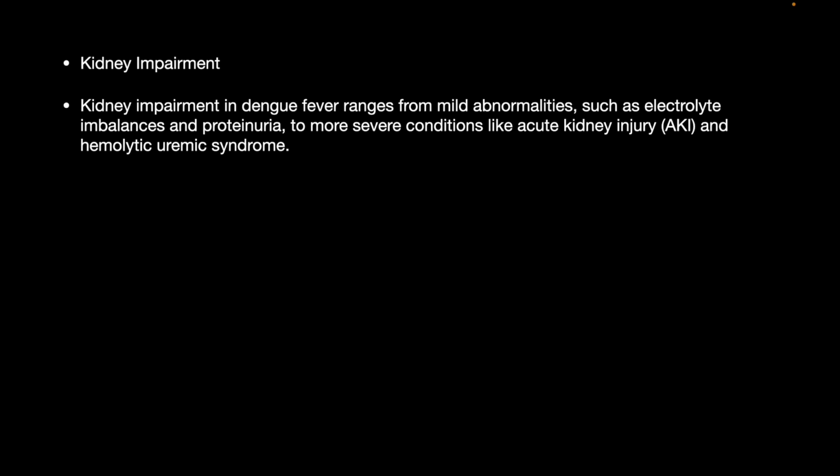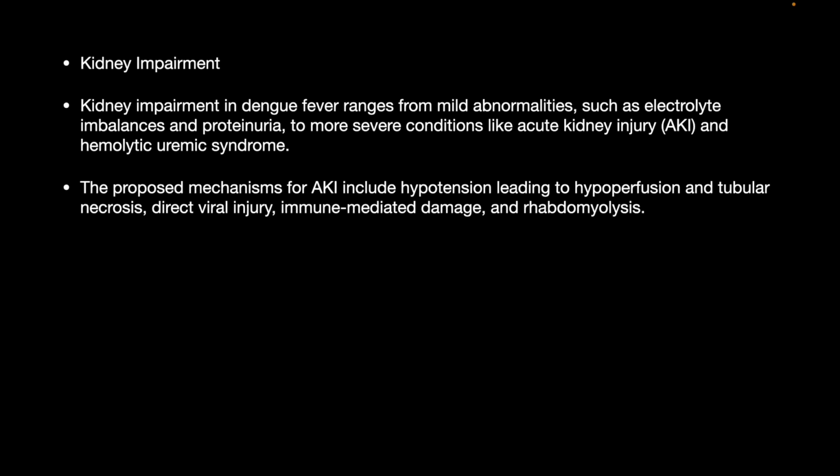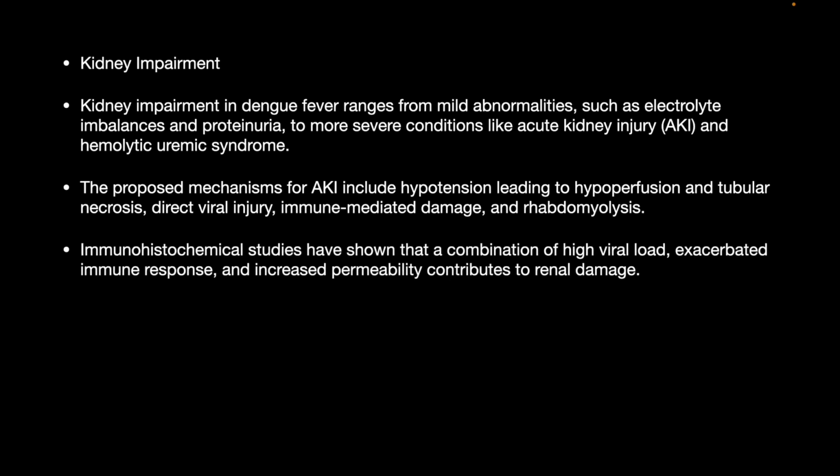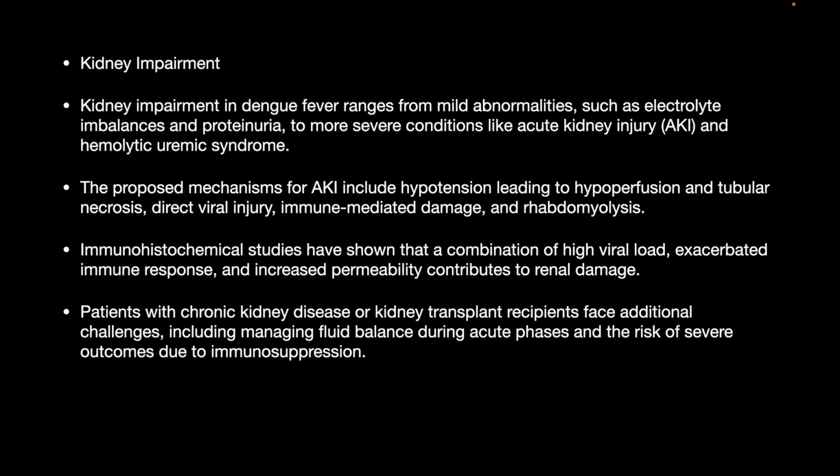The next is kidney involvement. Kidney involvement in dengue ranges from mild abnormalities such as electrolyte imbalance and proteinuria to severe conditions like AKI and hemolytic uremic syndrome. The proposed mechanisms are hypotension leading to hypoperfusion and tubular necrosis, direct viral injury, immune-mediated injury, and rhabdomyolysis. Immunohistochemistry has shown that a combination of high viral load exacerbated by immune response and increased permeability results in the renal damage.